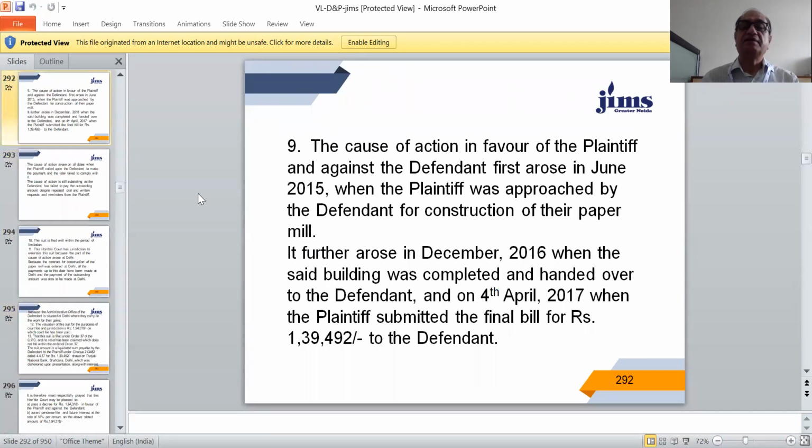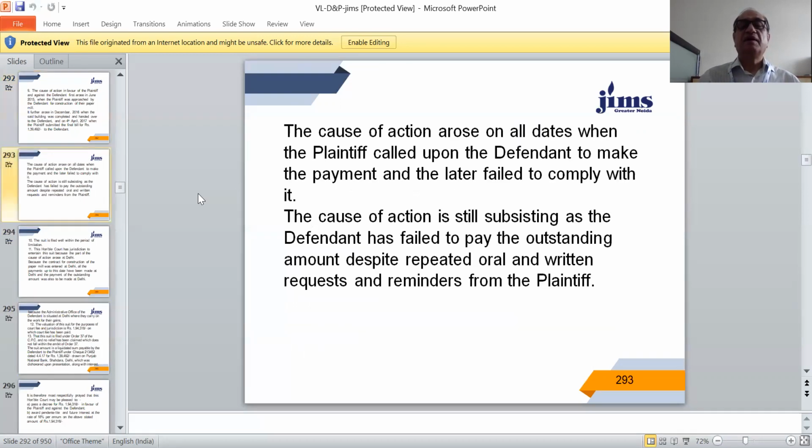Ninth, the cause of action in favor of the plaintiff and against the defendant first arose in June 2015 when the plaintiff was approached by the defendant for construction of their paper mill. It further arose in December 2016 when the said building was completed and handed over to the defendant. And again on 4th April 2017 when the plaintiff submitted the final bill to the defendant.